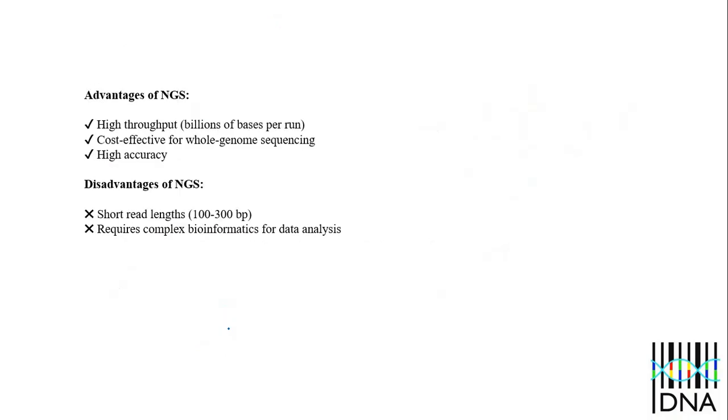Now we discuss the advantages of NGS. It is a high throughput technology. It is cost effective for whole genome sequencing and has high accuracy. But the disadvantage is that it has a short read length, approximately 100 to 300 base pairs.